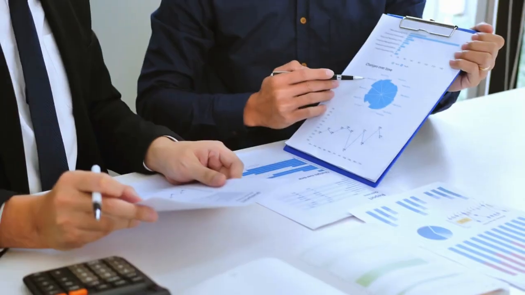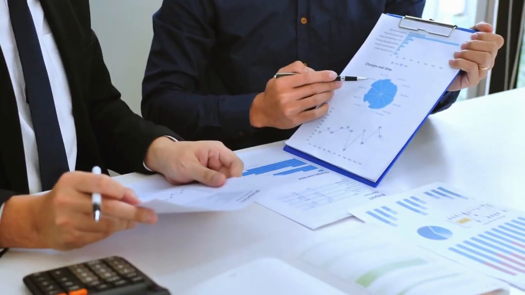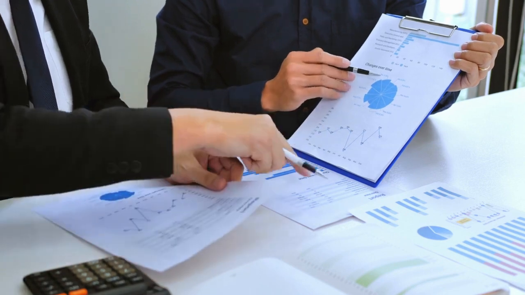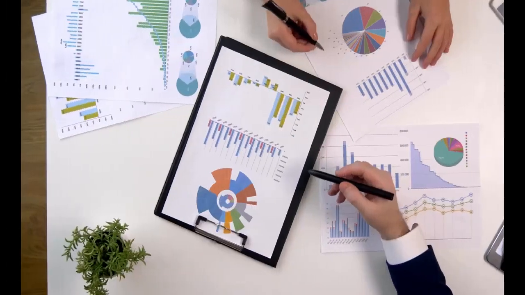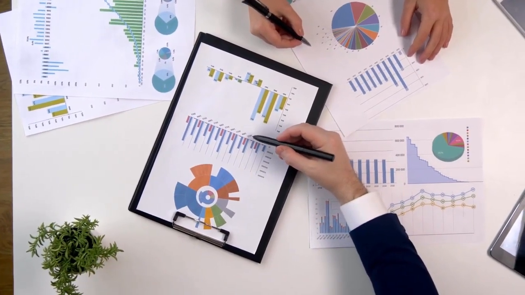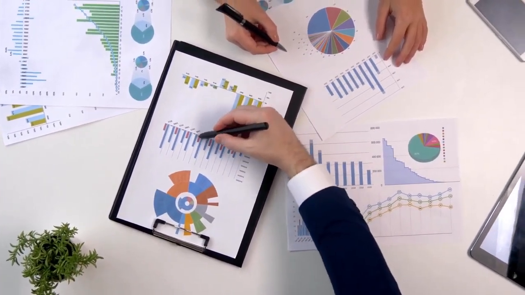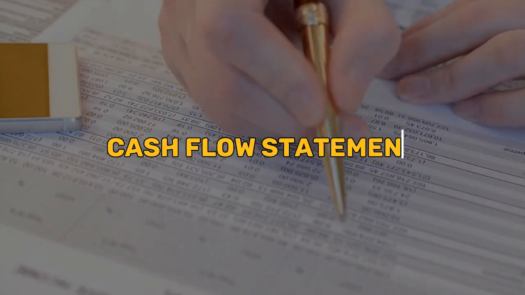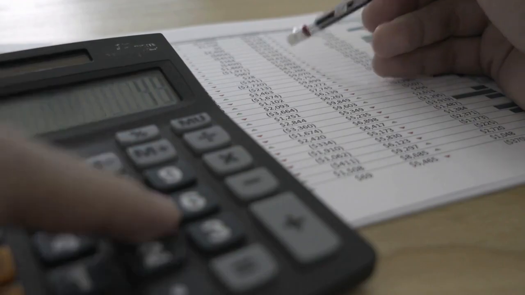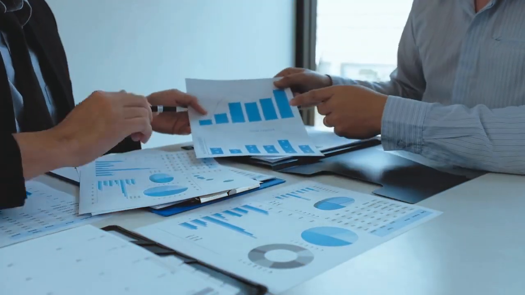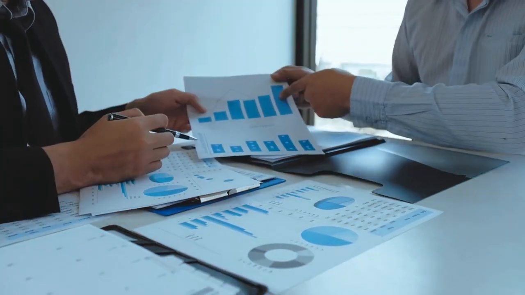Balance sheet. It's a snapshot of a company's assets, liabilities, and equity at a specific point in time. Assets are things the company owns. Liabilities are debts and obligations, and equity is essentially ownership. Cash flow statement reveals how changes in the balance sheet and income statements affect cash. It categorizes cash flow into operations, investing, and financing.